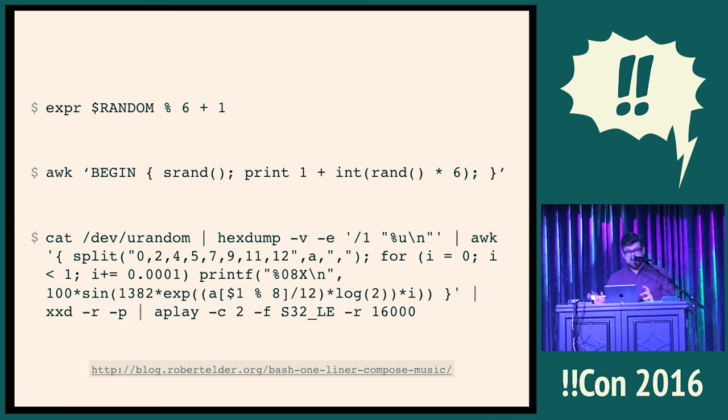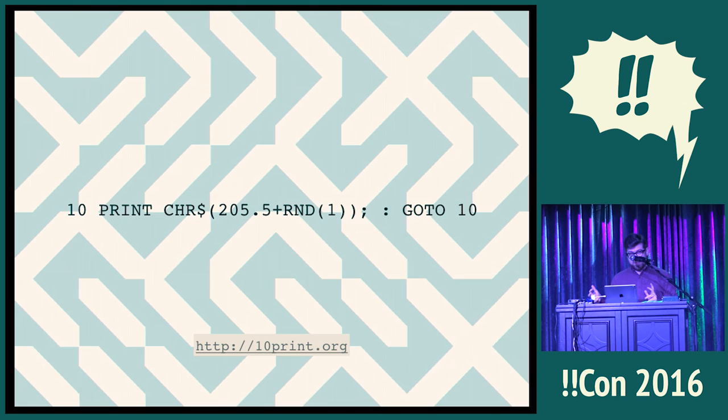This next bit is Linux only, but it makes music from dev random. And if you're interested, just Google compose music from entropy. And finally, this is BASIC. This generates a pattern for a Commodore 64. This is also the name of a book. So if you Google 10 PRINT, this is a book I'd recommend to anyone who is interested in learning more about this topic. So thanks very much for listening.